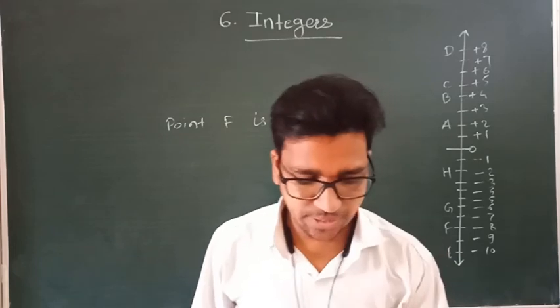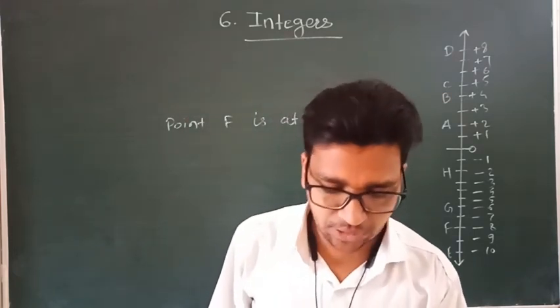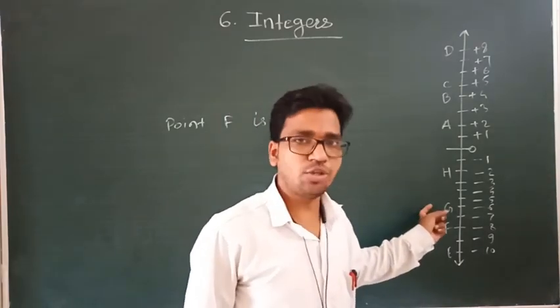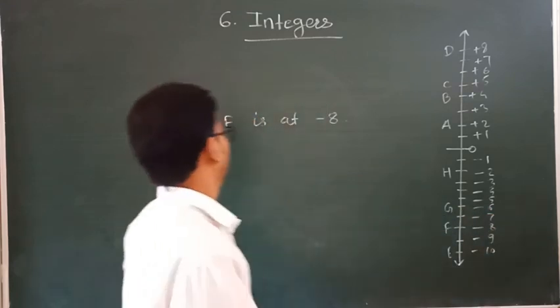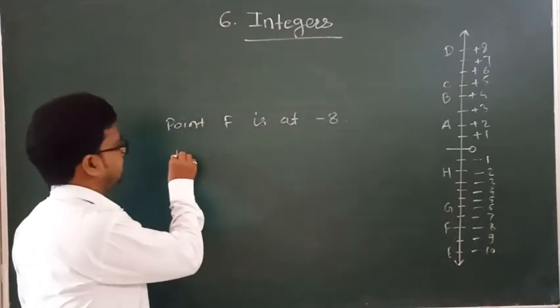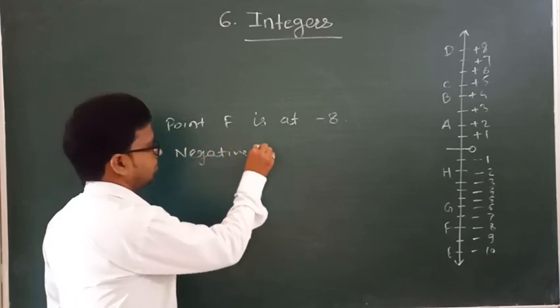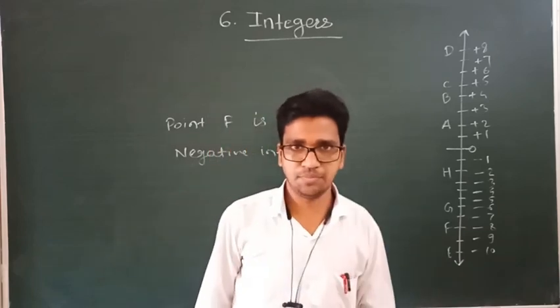The next question is, is point G a negative integer or a positive integer? G is a negative integer. So write down negative integer.